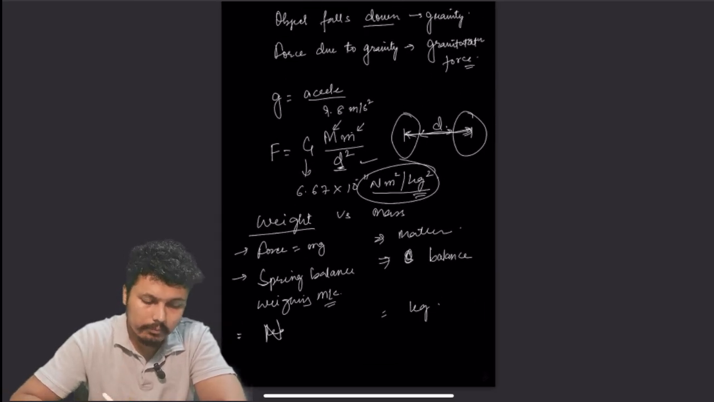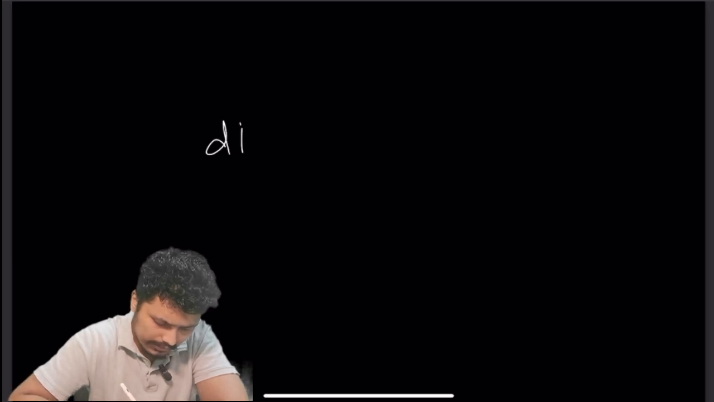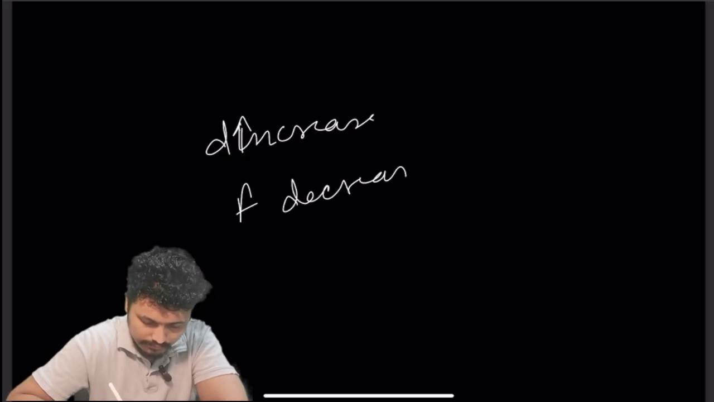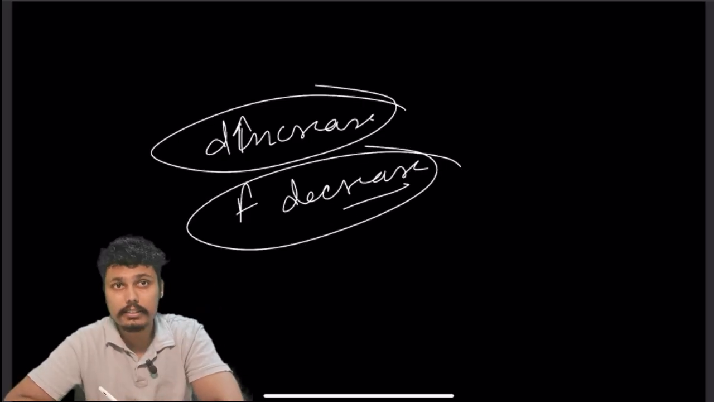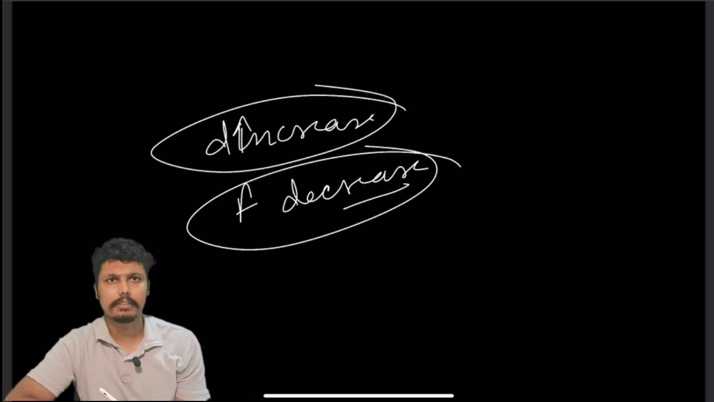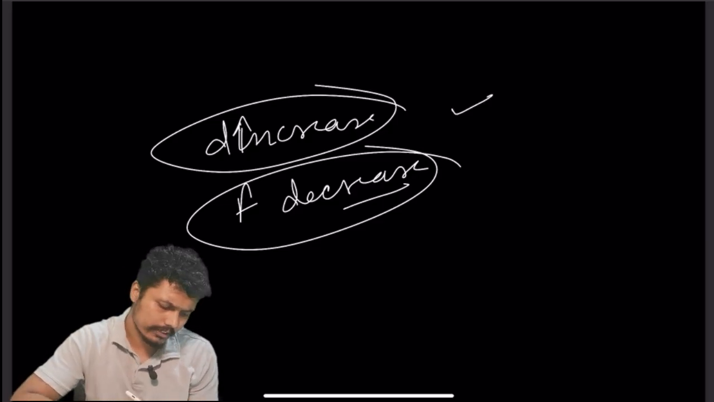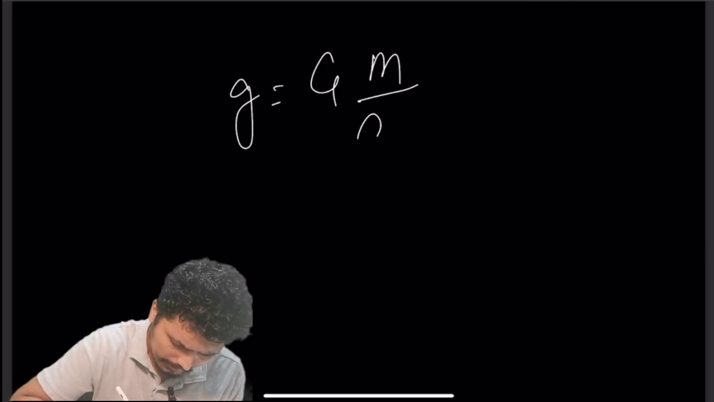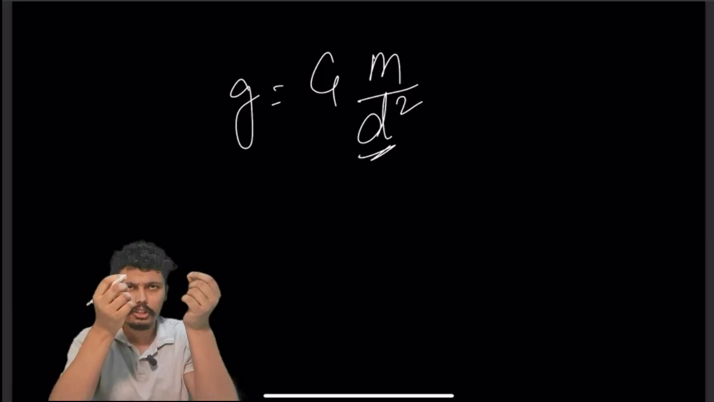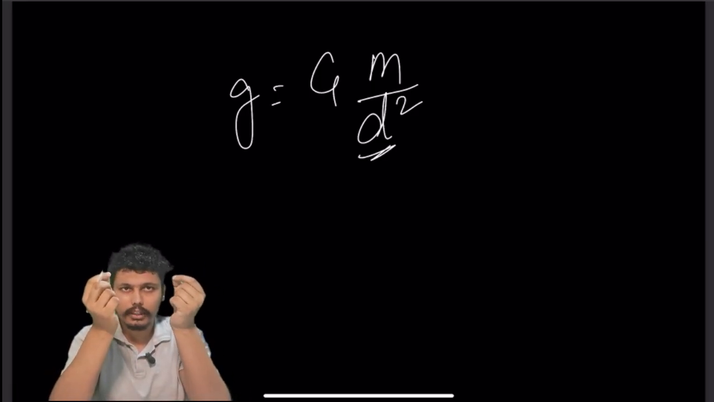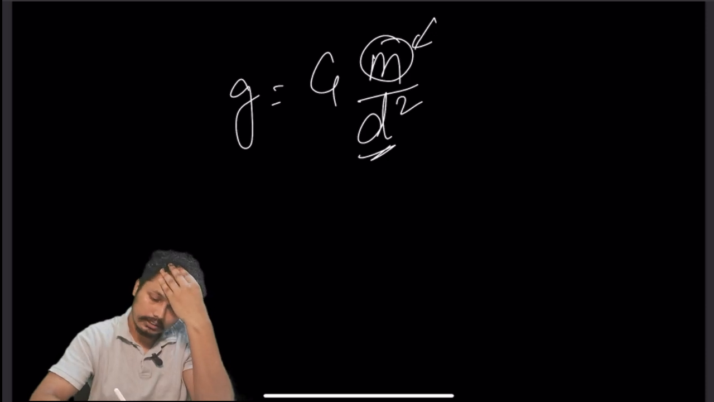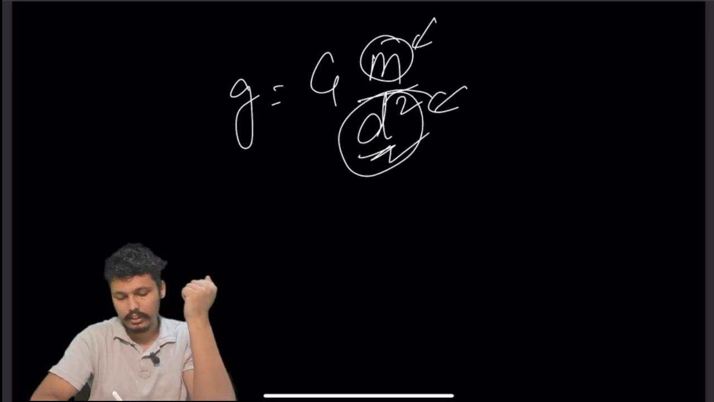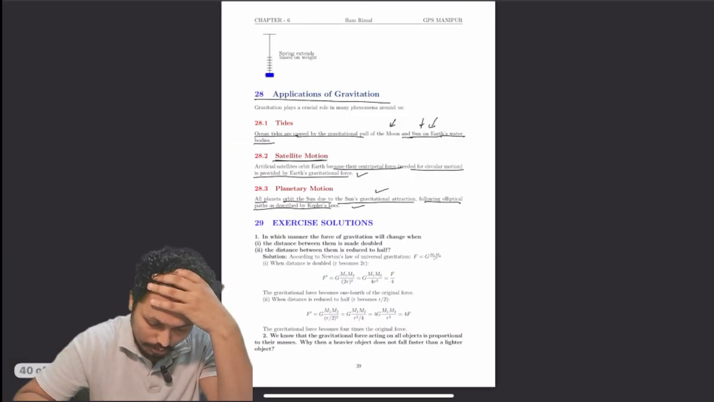We have also discussed that if d increases, then force decreases. If there is more distance, force will be less. We have also discussed that g is equal to GM by d square. The acceleration due to gravity doesn't depend upon the mass of the two objects. It just depends upon the mass of the earth and the radius of the earth.